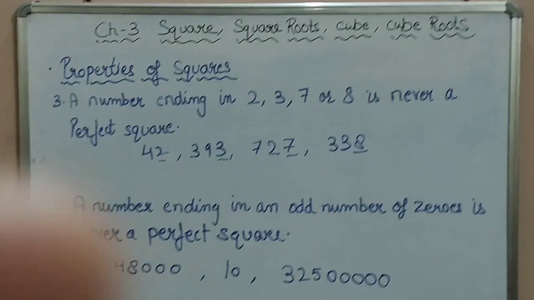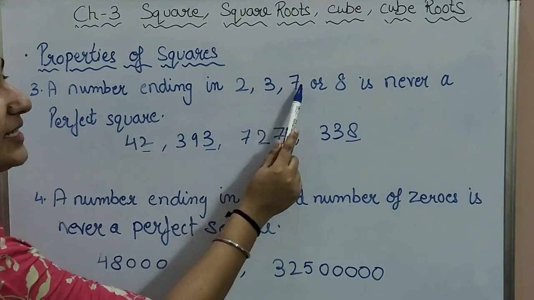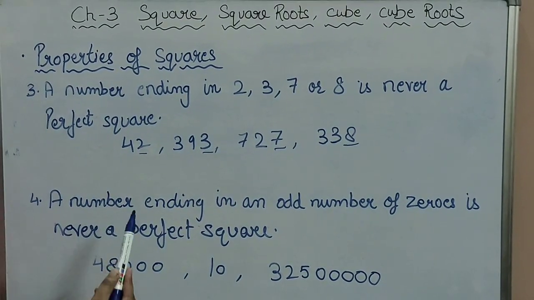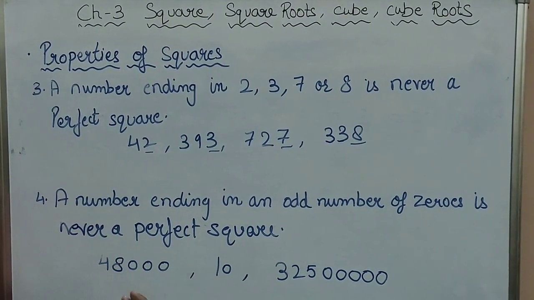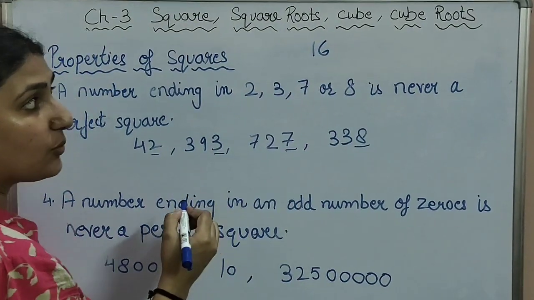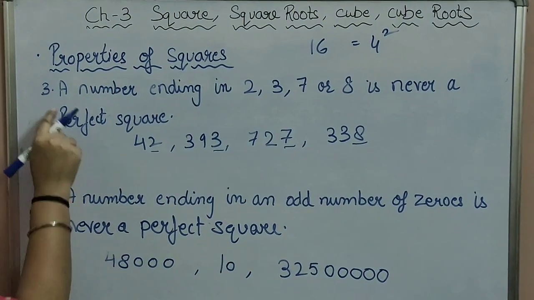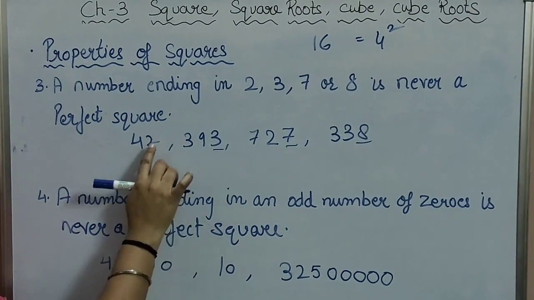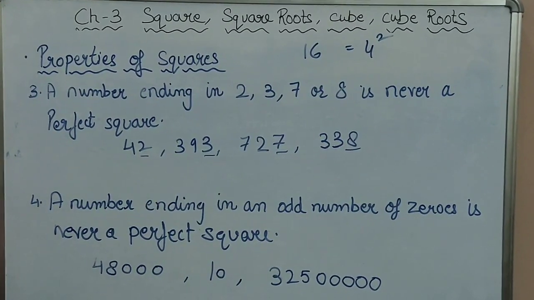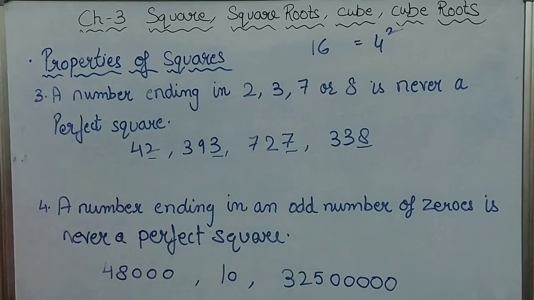Okay, the third property is a number ending in 2, 3, 7 or 8 is never a perfect square. What is a perfect square? A perfect square is a number which is the square of any natural number. And 16 is a perfect square. Why? Because it is the square of 4. Okay, so any number which has 2, 3, 7 or 8 in its unit place can never be a perfect square. That means that number will not be a square.